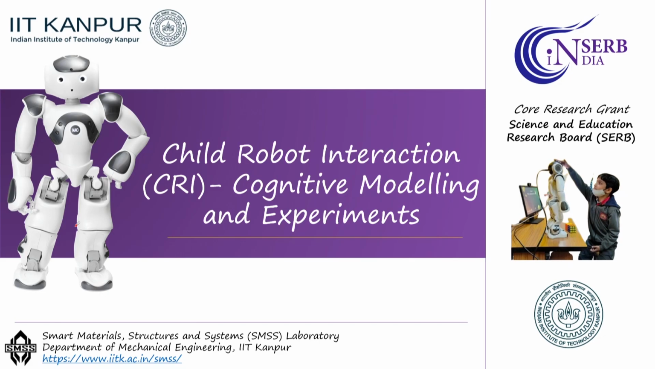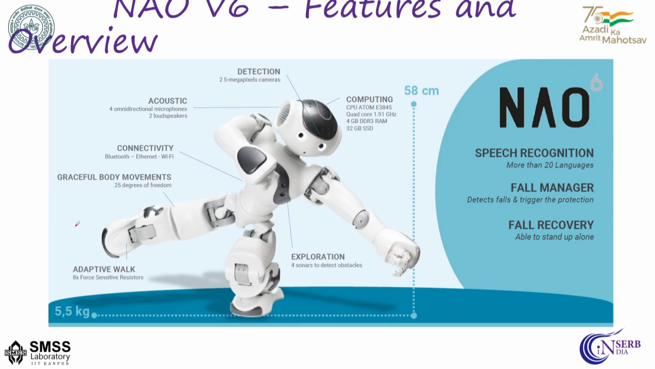Now, I finally come to another final aspect of this, which is the emotional aspect of a design, and this is using child robot interactions, some of our experiments. So, this is using a NAO robot, which has again multiple sensors like acoustic sensors, 4 omnidirectional microphones, 2 loudspeakers. Then it has also the touch sensors here, and also it has its own computing power. So, it has its own Bluetooth connectivity and all the degrees of freedom with the actuators.